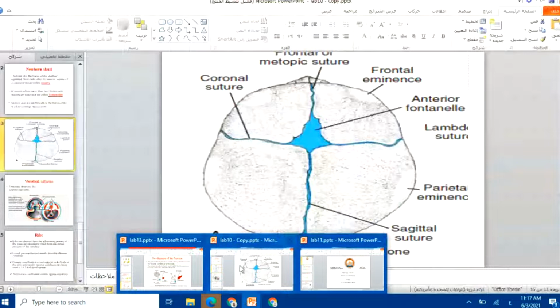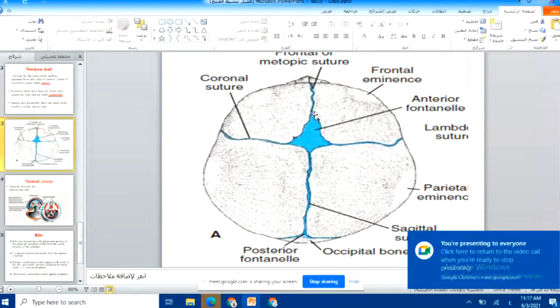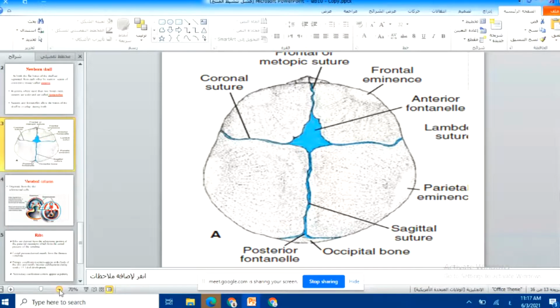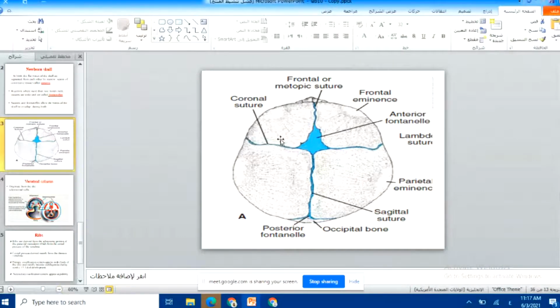Okay. So, look, we have a frontal, or metopic, suture, coronal sutures, and also we have a sagittal suture. In the anterior part we have a fontanel, and we have a posterior fontanel. These are very clear, very soft, even a child's fontanelle is very soft. Whoever deals with children will see and distinguish them very easily.